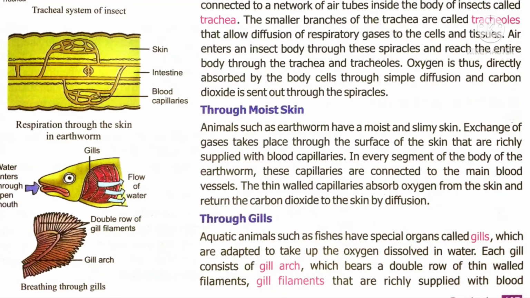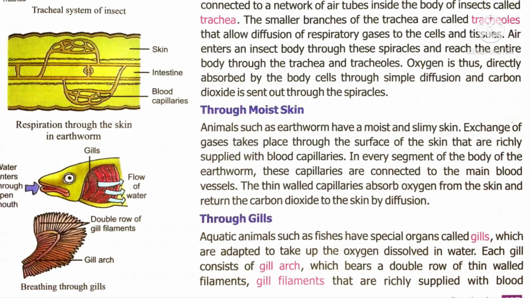The next organism is the fish. Aquatic animals like fish have special organs, gills, through which the exchange of gases takes place. The gills of the fish absorb oxygen dissolved in water. Each gill consists of a gill arch, which bears a double row of thin-walled filaments. These gill filaments are richly supplied with blood capillaries. Water enters through the mouth of the fish, then flows over the gills. Blood in the capillaries absorbs oxygen from the water and gives out carbon dioxide by the process of diffusion.